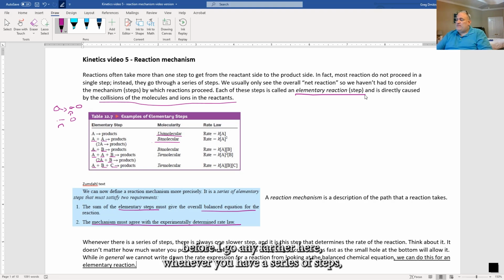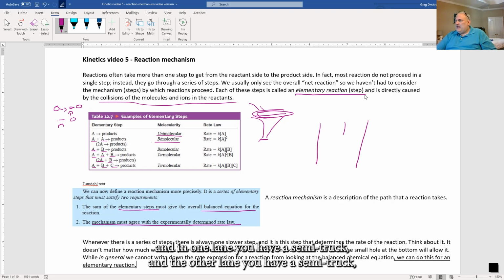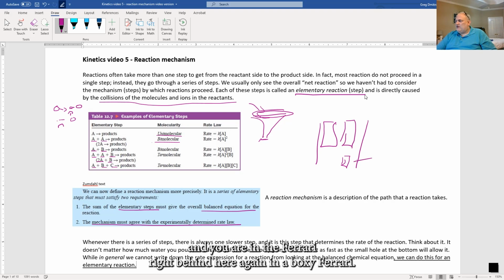Before I go any farther here, whenever you have a series of steps, there's always going to be a slow step. One of the examples is like having a funnel. The worst funnel in history, right? If we put stuff into here, it doesn't matter how wide the mouth of this is, we're only going to go as fast as the opening down below here. A better example would be like you have a Ferrari, because who doesn't, right? You're on a road driving, and we're looking from overhead, and in one lane you have a semi-truck, and in the other lane you have a semi-truck, and you are in the Ferrari right behind, again a boxy Ferrari.